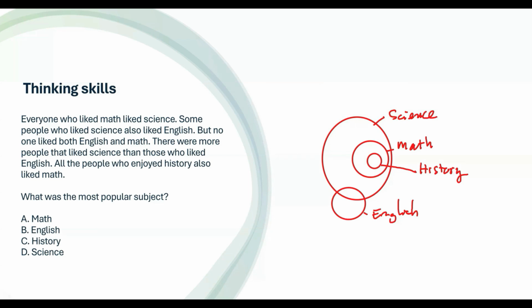Now that should be good enough for us to solve the problem. So what was the most popular subject? Now clearly, look at the picture. Science is the most popular because history is smaller than math, math is smaller than science, and English is smaller than science. So the answer is D. There you are. Now, can you see? Set theory really helps you to solve all these problems.